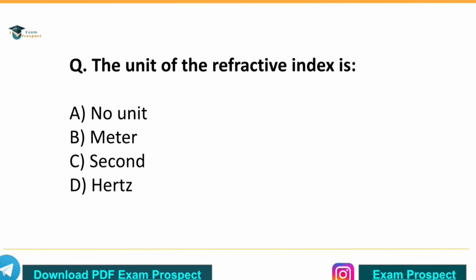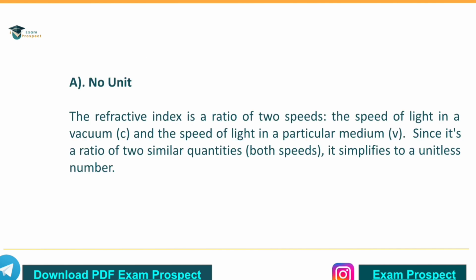Next question, the unit of refractive index is? Correct answer is option A, no unit. The refractive index is a ratio of two speeds. So the speed of light in a vacuum and the speed of light in a particular medium. Since it's a ratio of two similar quantities, it simplifies to a unitless number.